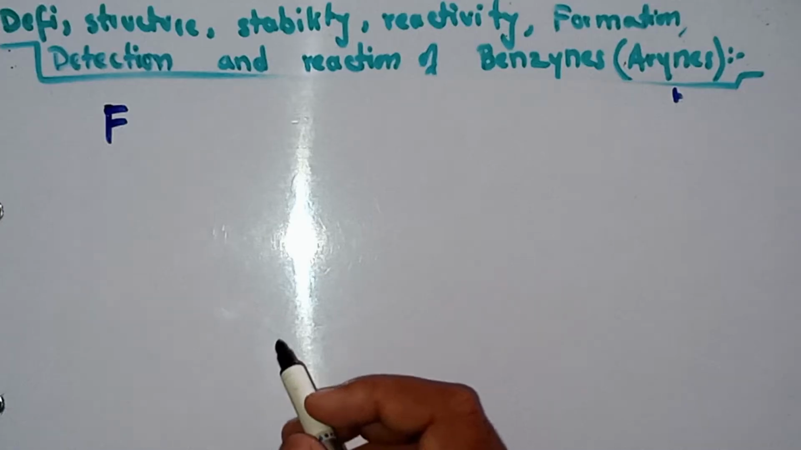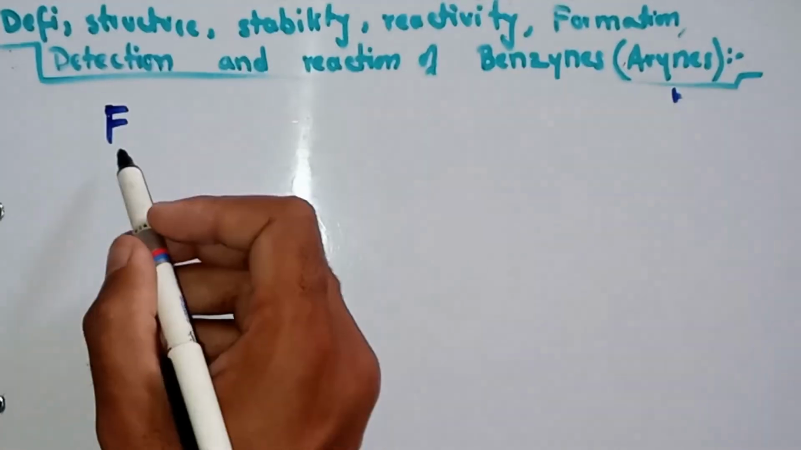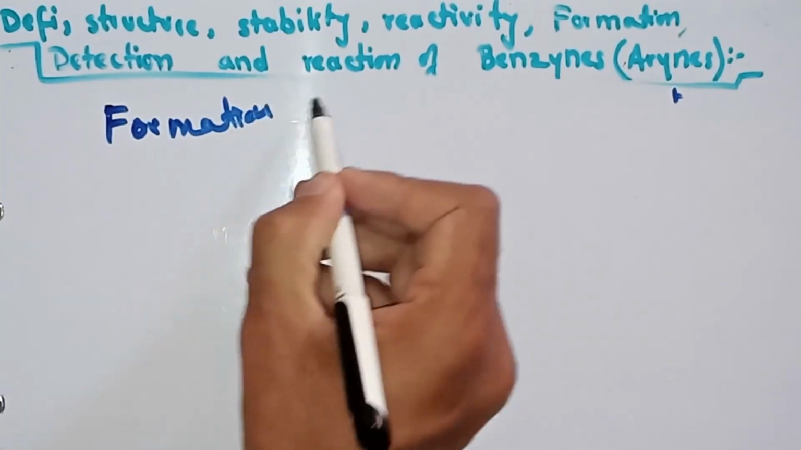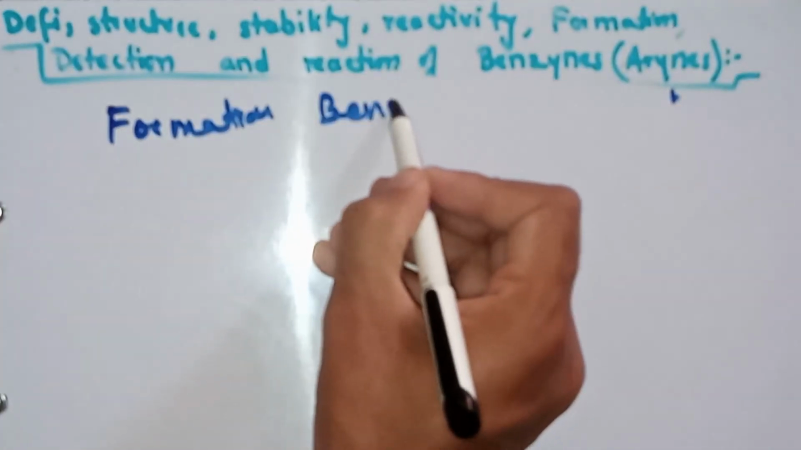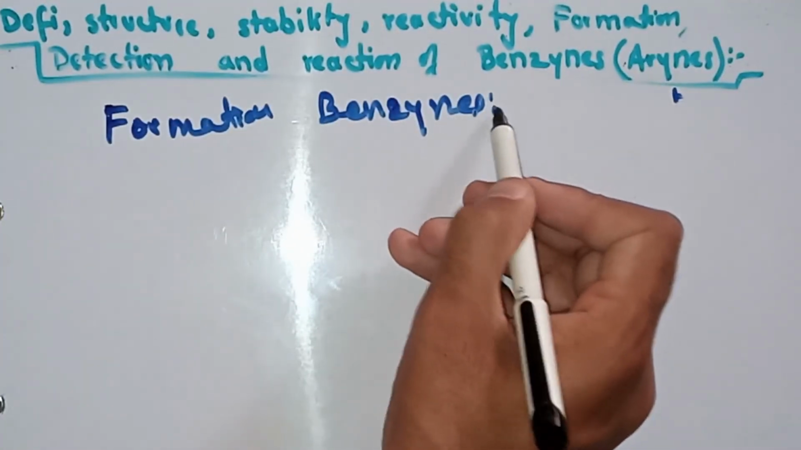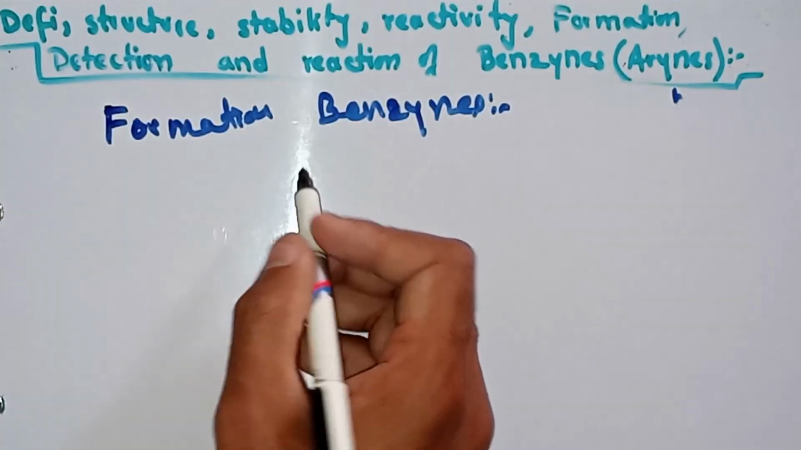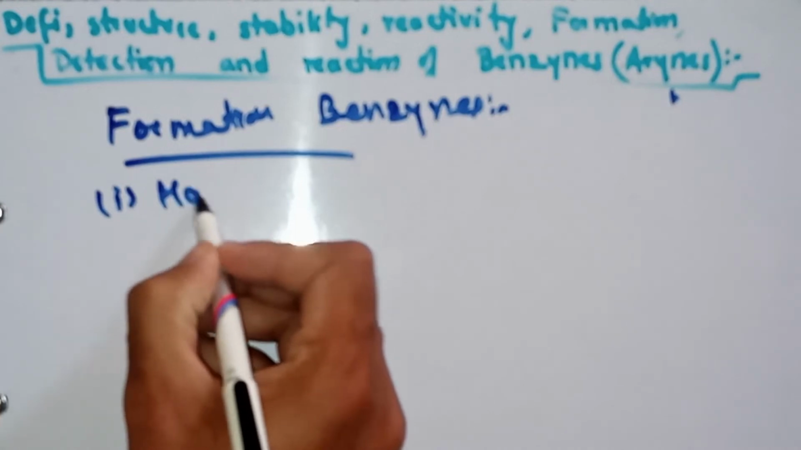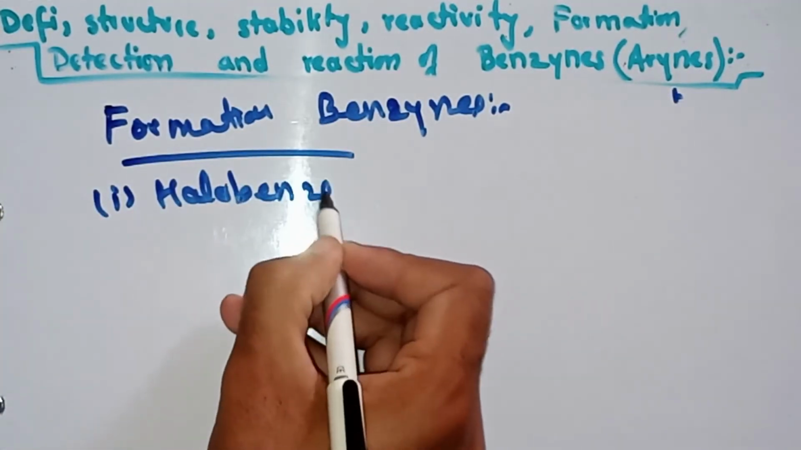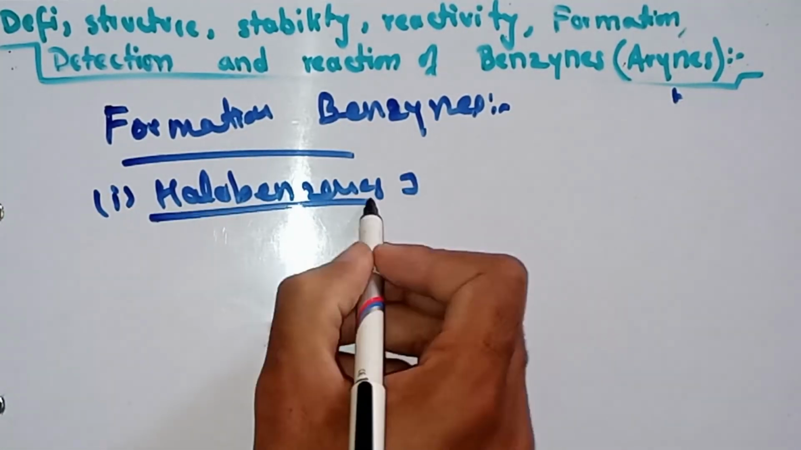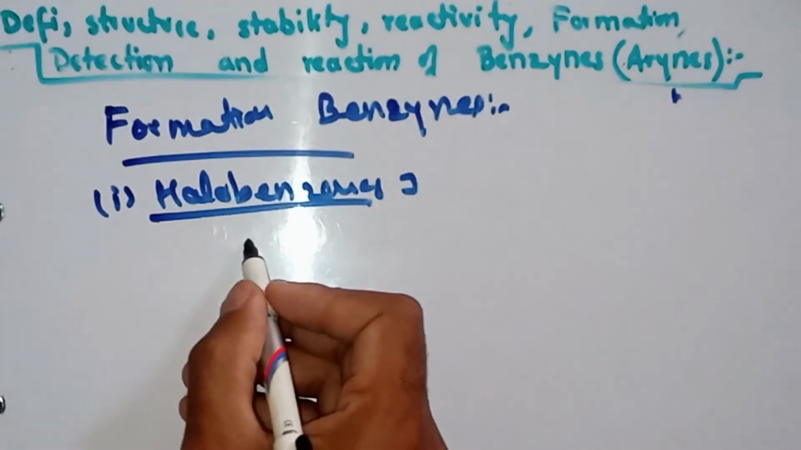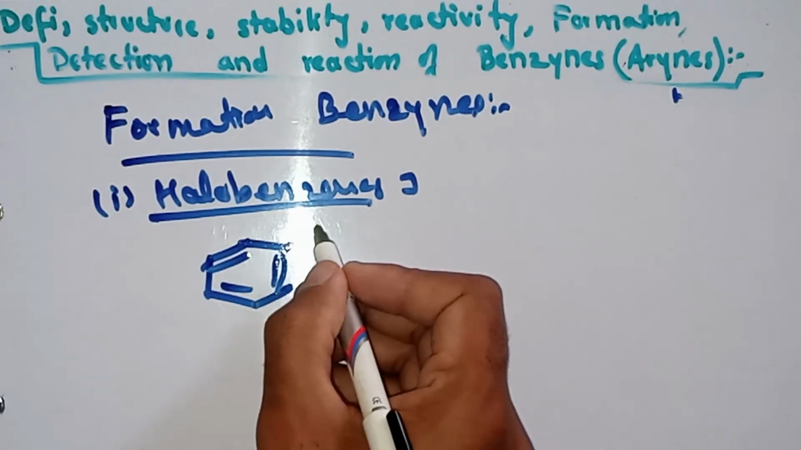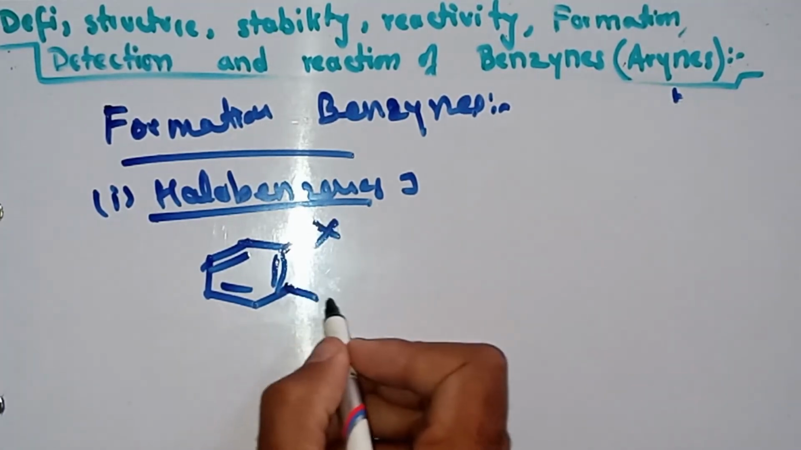Okay. So how is benzyne formed? Formation of benzyne: it is a product of different reactions. It can also form from halobenzene. Halobenzene is like benzene that has one halogen atom. Like that is benzene having one halogen atom. Let's suppose this is the halogen atom.